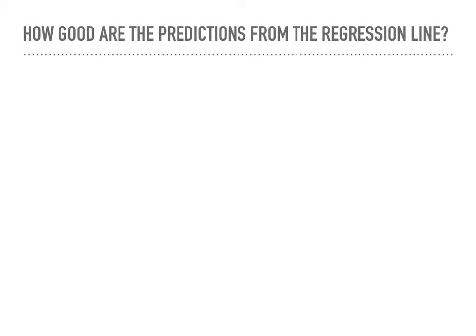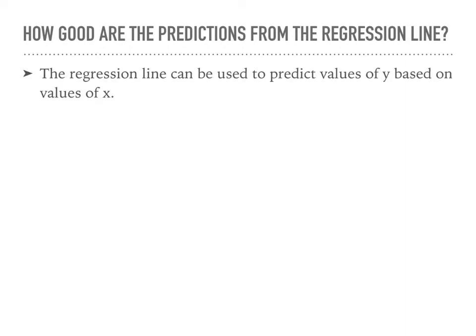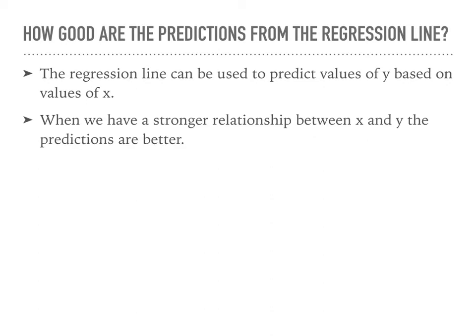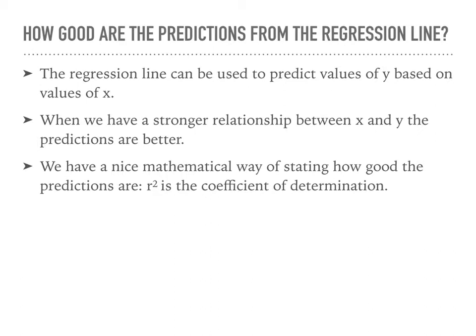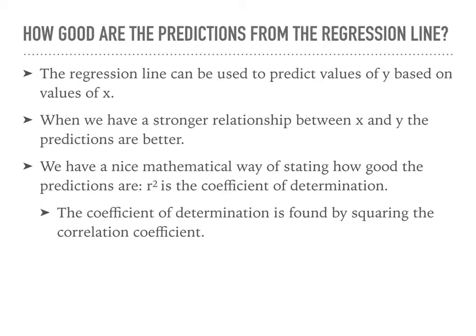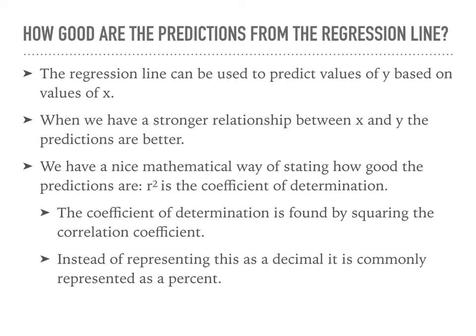So how good are the predictions from the regression line that we compute? Well, the regression line can only be used to predict values of y based on values of x. The stronger the relationship between x and y, the better the predictions. A nice mathematical way of stating how good the predictions are is r squared, which is the coefficient of determination. The coefficient of determination is found by just squaring the correlation coefficient. Instead of representing this as a decimal, though, it's often represented as a percent.